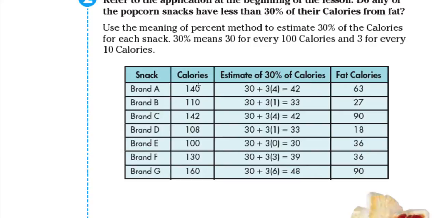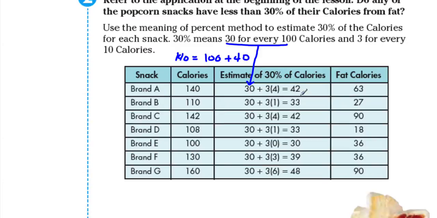Since it is 140, let me explain this to you. 140 is the same as 100 plus 40, and the meaning of percent method means that 30% means 30 for every 100. That gives you your 30. And why 4? Because there are 40 calories and you're talking about 3 for every 10 calories, and that's the reason why you multiply it by 4. So there are 10 calories here and 40, and that's why you multiply it by 4.